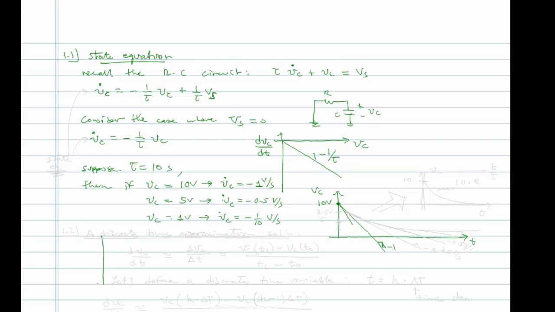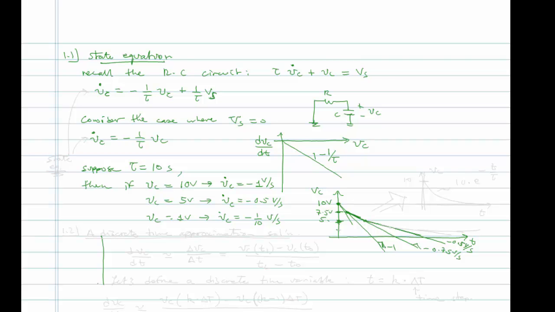But then when it gets down to, say, 7.5 volts, its slope is no longer -1, its slope is -0.75. So this would have a slope here of -0.75 volts per second. So now it's going to go at a shallower slope. When it gets to 5 volts, it will be even shallower, right? So this is -0.5 volts per second.